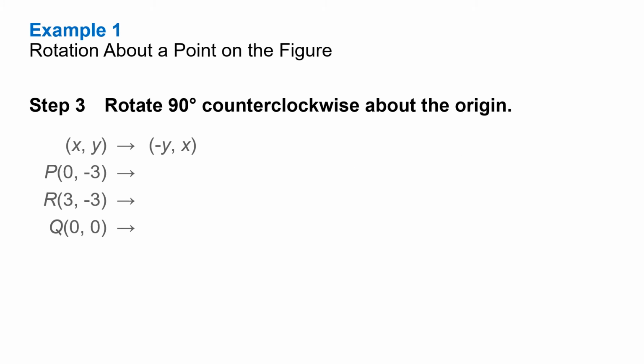Step 3 is to rotate 90 degrees counterclockwise about the origin. We're going to use the rule (x, y) rotates to become (-y, x). So points P, R, and Q have been rotated 90 degrees counterclockwise about the origin.